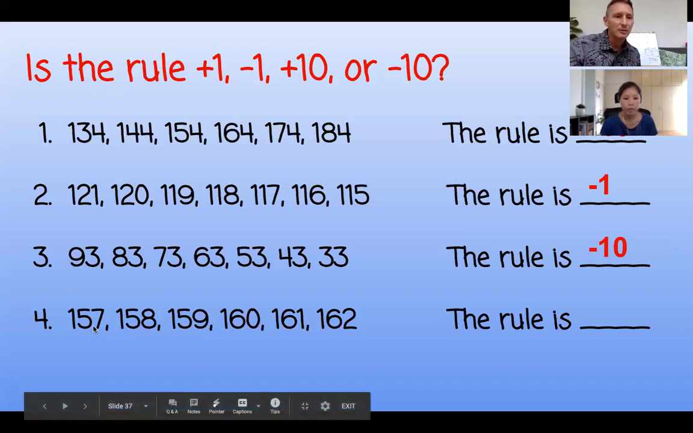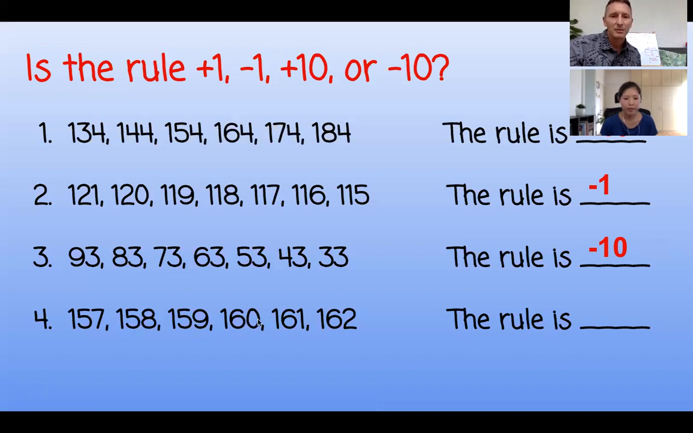And this last one is 157, 158, 159. I think you guys can all know this pattern. This would be plus 1. So the rule there is plus 1. All right, great warm up there for you.